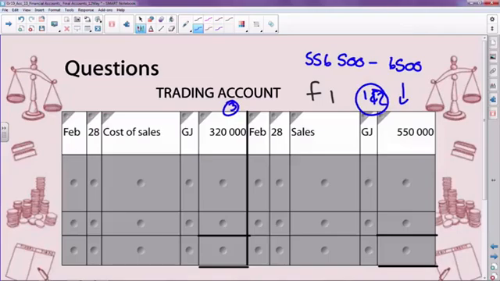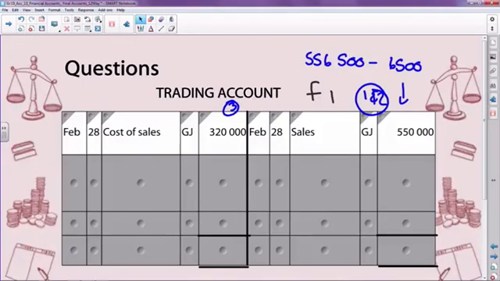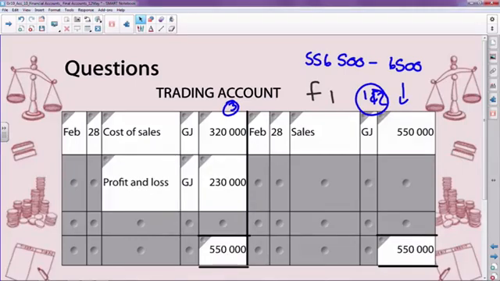What's step number 4? I need to close off this trading account. How much profit did I make? Now I need to go and check. So if you go and look, the biggest side will be your credit side. You need to add it up. You'll get 550. What's my next step after closing off? I need to take it to the other side. There it is. And then, how much profit did I make? If you say 550 minus 320, you should get a profit of 230,000. And where will I take it? I will take it to the profit and loss account.